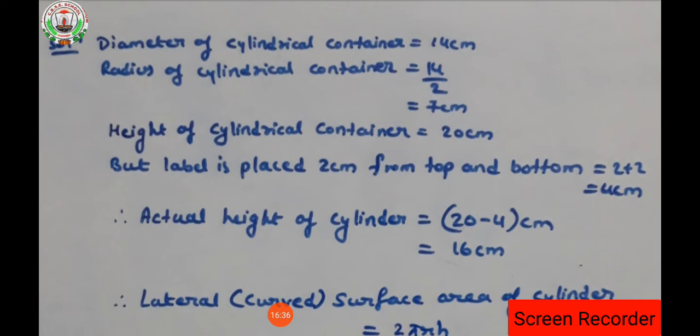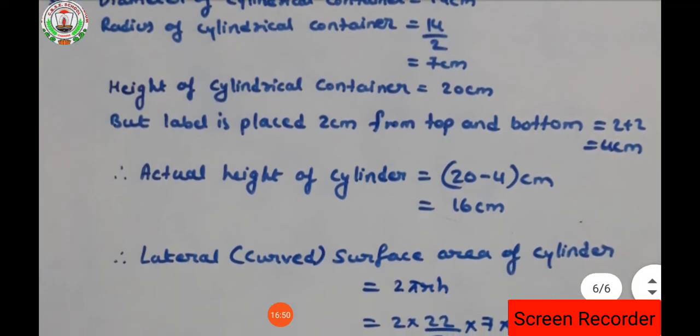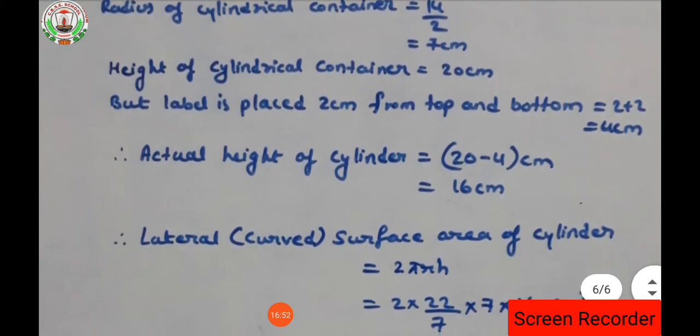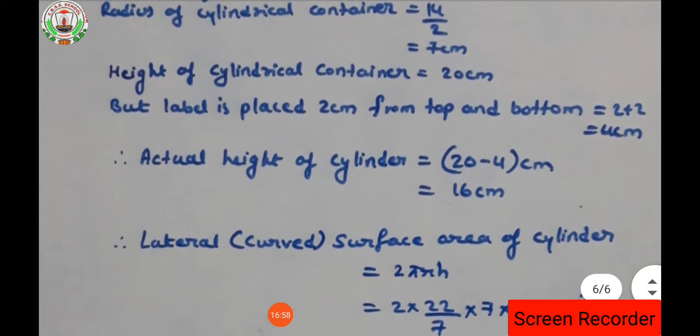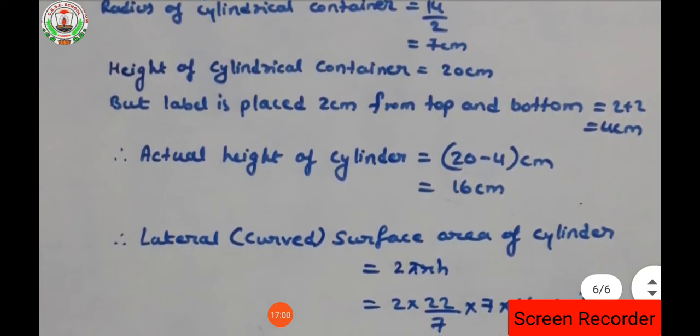So the diameter of the cylinder container is equal to 14 meter. With the help of the diameter, we can easily find the radius, that is 14 divided by 2, that will be 7. Now height is given as 20 centimeter. But in the question it is said that a label is placed 2 centimeter from the top and 2 centimeter from the bottom. That means 2 plus 2, 4 centimeter.